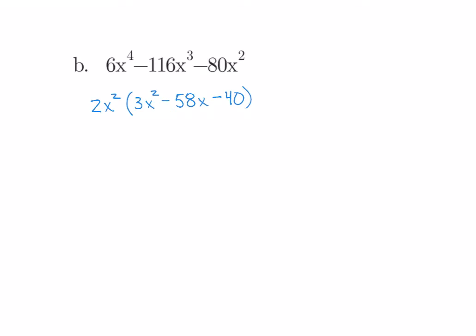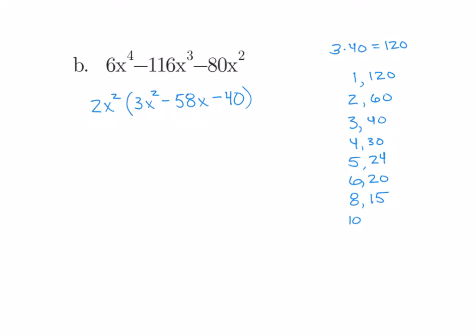All right, using the AC method, we get 3 times 40 equals 120. And so now what multiplies to 120? We get 1 and 120, 2 and 60, 3 and 40, 4 and 30, 5 and 24, 6 and 20, 8 and 15, and 10 and 12.